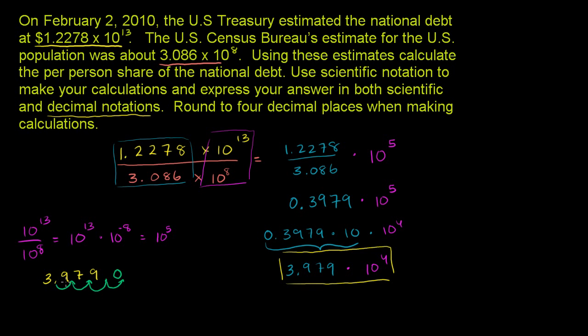So we're essentially going to move the decimal 4 to the right, and we get, I could write it like this. This is equal to $39,790. So if you think about the national debt per person, every man, woman, and child in the United States essentially owes $39,790.